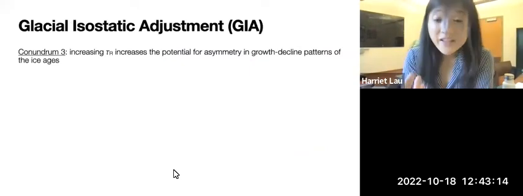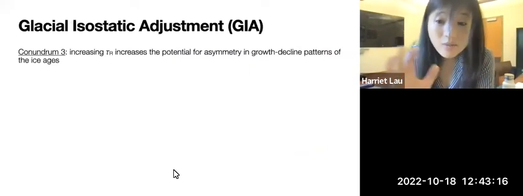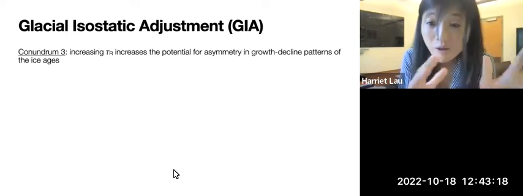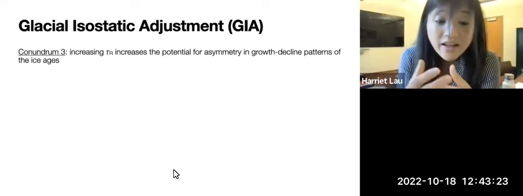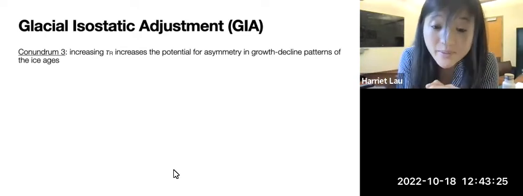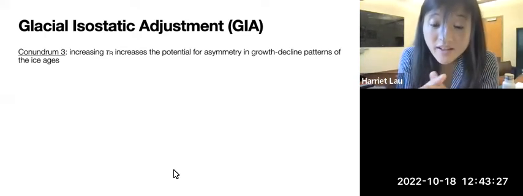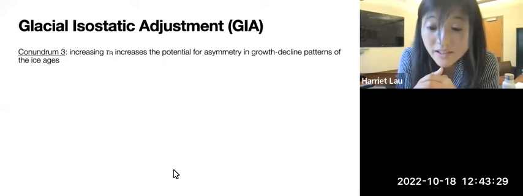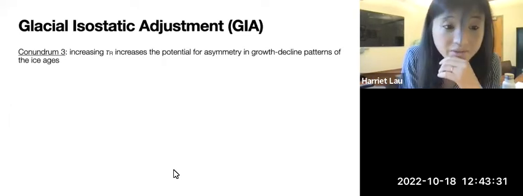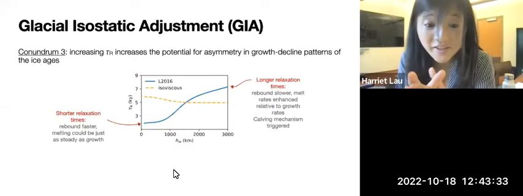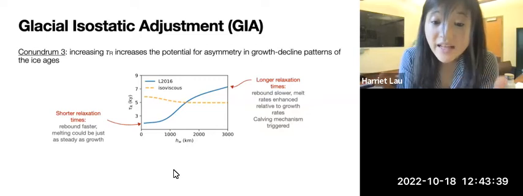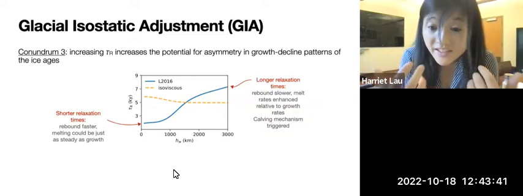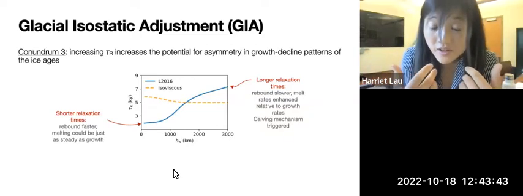And so finally, the last conundrum, where I'll make much more of a speculation, if that already wasn't. So I'm going to suggest that increasing tau r also has the potential for increasing the asymmetry in growth and decline patterns of ice ages. And so I said earlier that since larger ice sheets are associated with longer relaxation timescales, that causes the enhanced melting due to the delayed rebound.